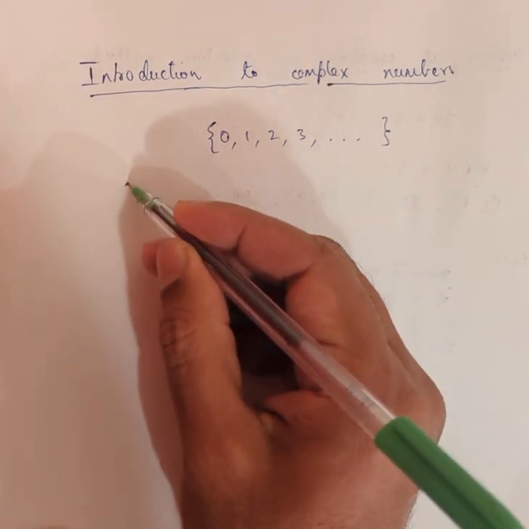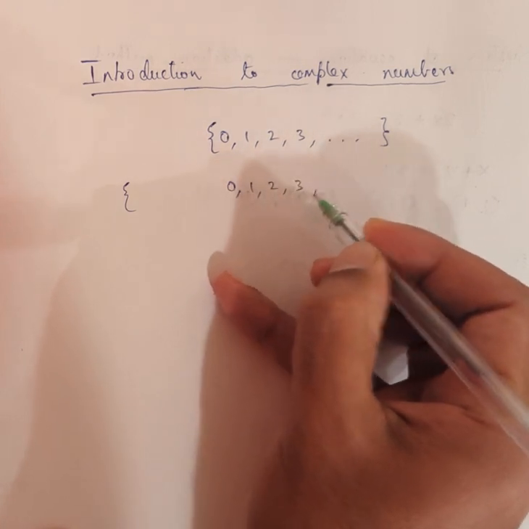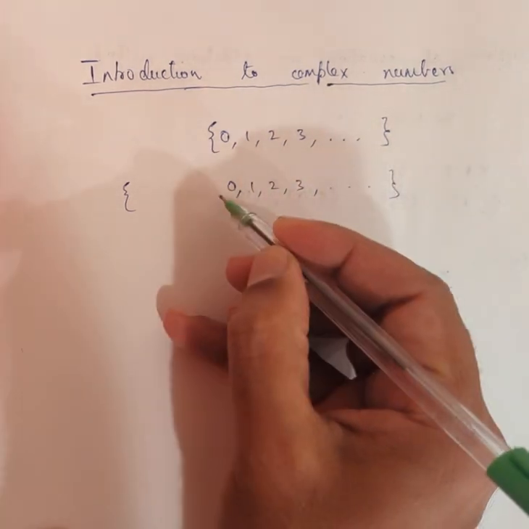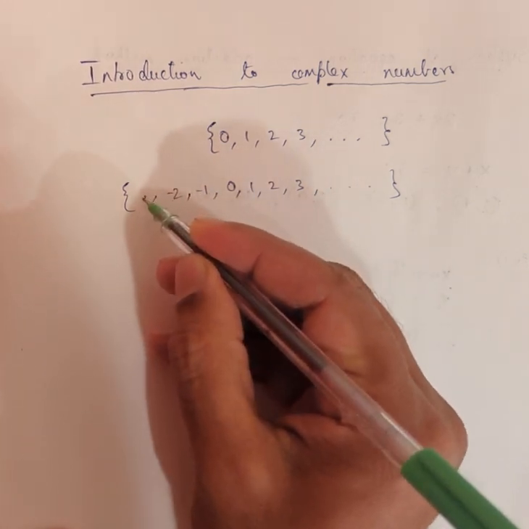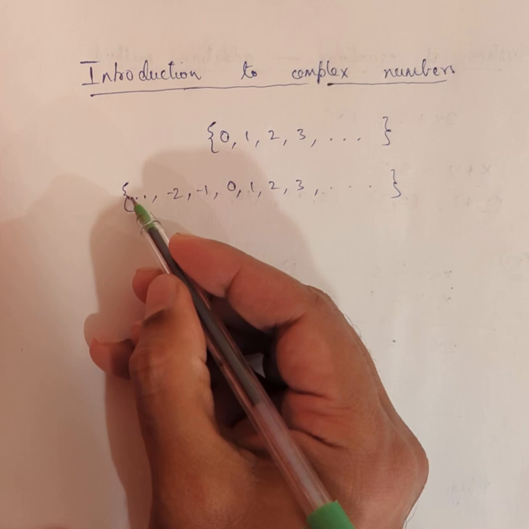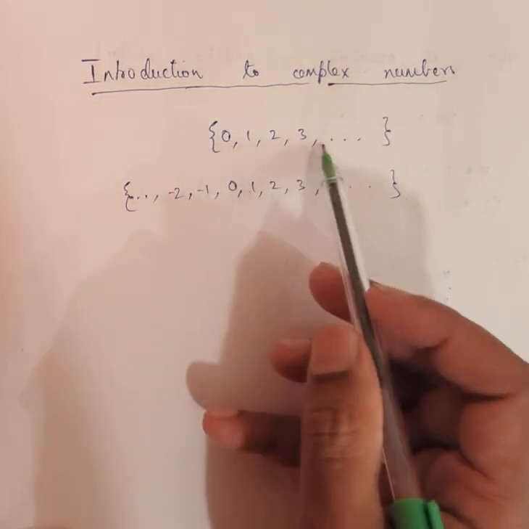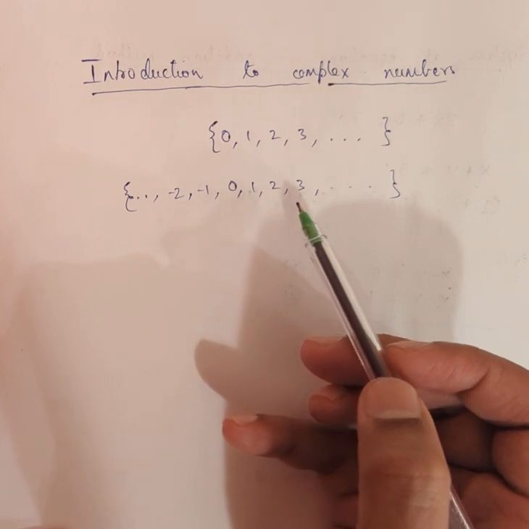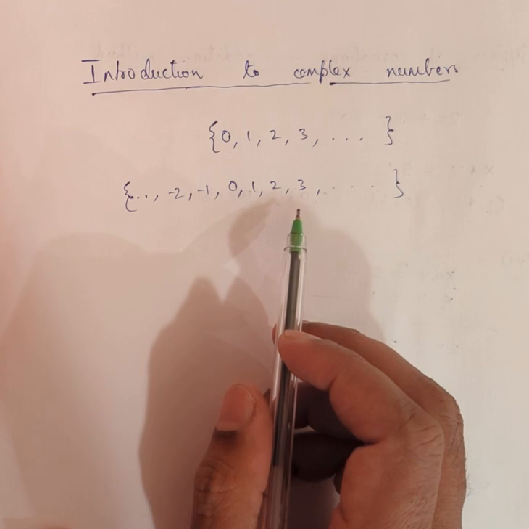So what we did is we added to this list 0, 1, 2, 3, and so on, the numbers -1, -2, and so on. Now all of these numbers are called integers.